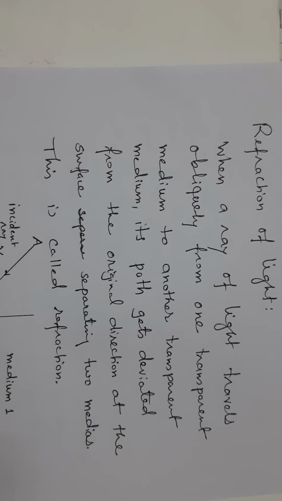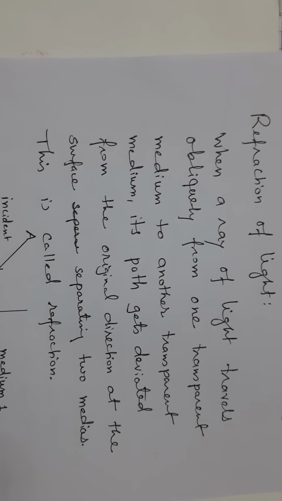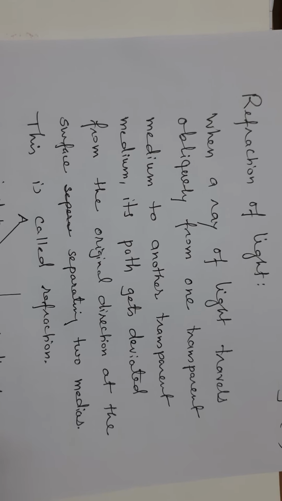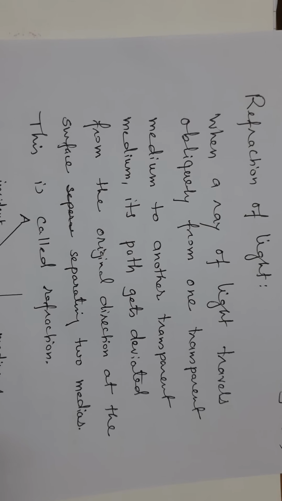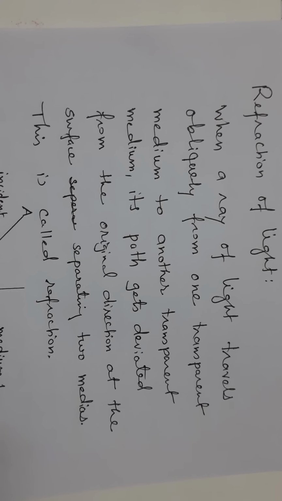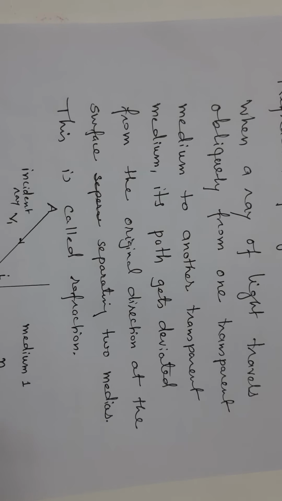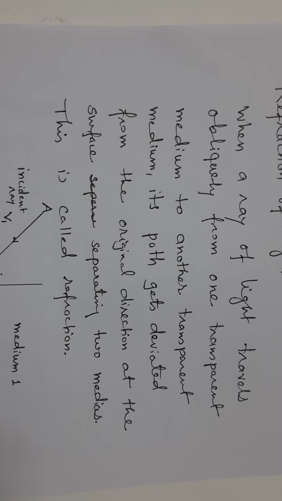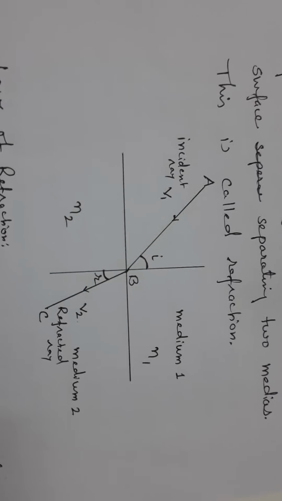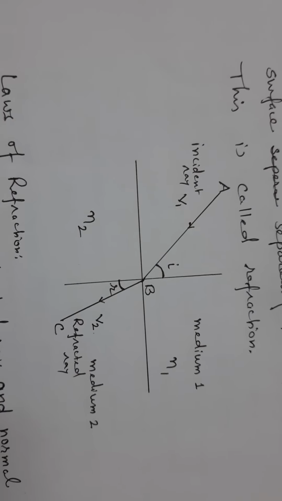Let us see how it is given here. It is saying when a ray of light travels obliquely from one transparent medium to another transparent medium, its path gets deviated from the original direction at the surface separating the two media. This is called refraction. And there, with the help of a diagram, I have shown how refraction takes place.